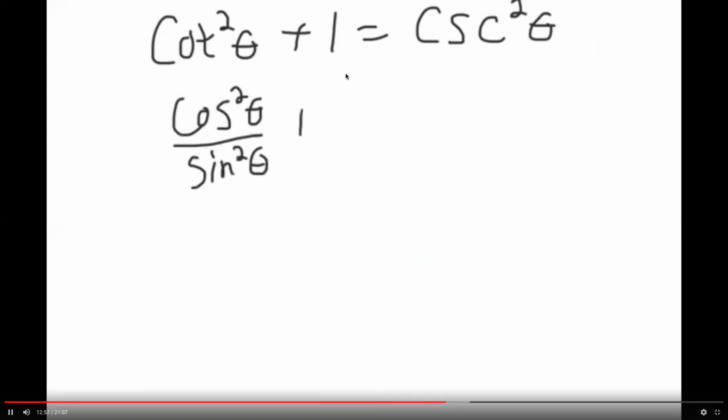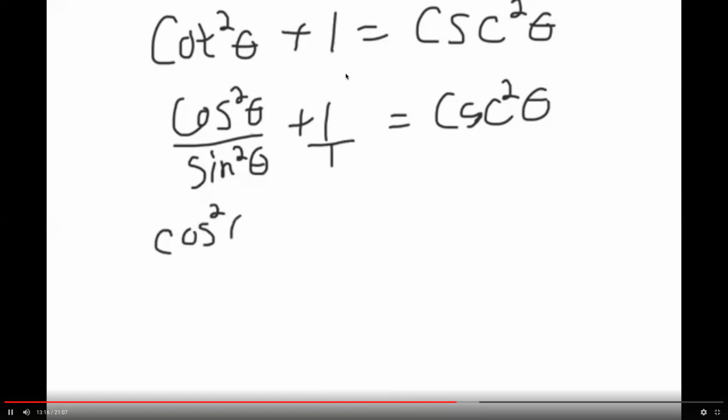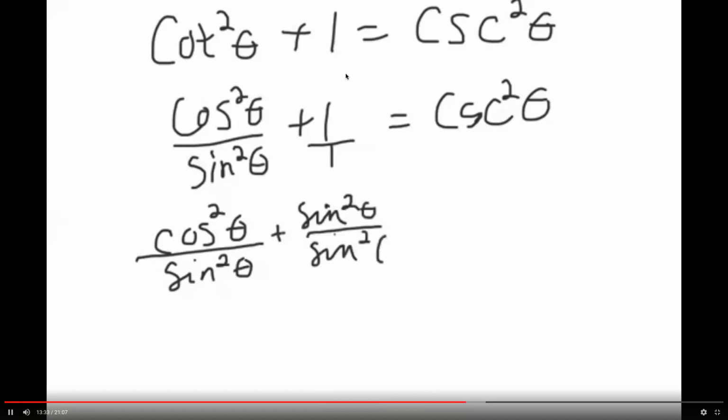So start with the basics. Cotangent squared theta is equivalent to the ratio of cosine squared theta over sine squared theta. And then plus that 1 equals cosecant squared theta. Now, again, guys, change that 1 to a unit fraction in terms of sine or cosine. Since the denominator is sine squared theta, we're going to change that unit fraction to sine squared theta over sine squared theta. In other words, we're trying to make the denominators the same. So once we accomplish this, all we have to do is keep the denominator and add the numerators together, guys.